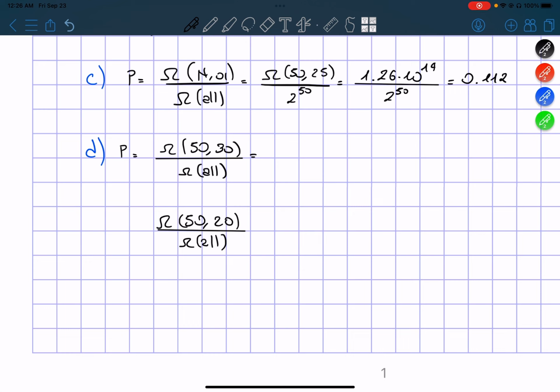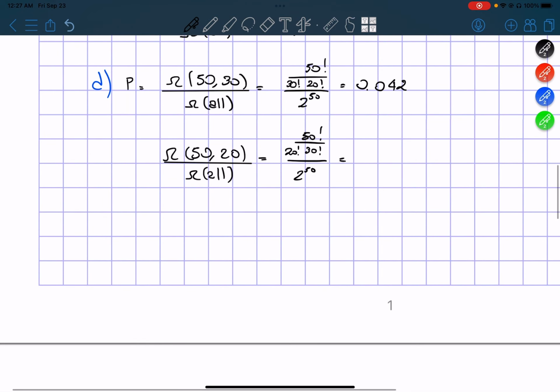Alright, so from the top we get 50 factorial over 30 factorial times 20 factorial over 2 to the power of 50. And at the bottom here we get 50 factorial over 20 factorial times 30 factorial over 2 to the power of 50. As you can see, we get the exact same answer. That's going to be equal to 0.042. And of course, the same thing over here, 0.042.